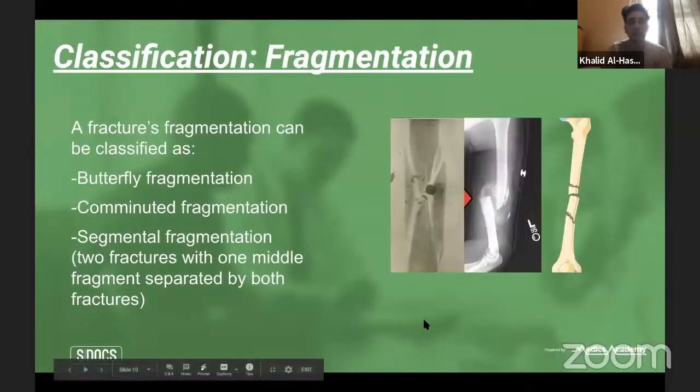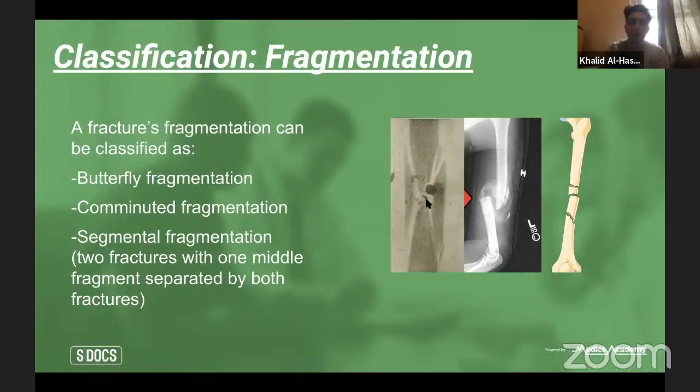And here we have fragmentation. A fracture can also be classified based on fragments. Butterfly fragmentation is shown on the left. The reason why we call it butterfly fragmentation is that we notice that these fragments here, as indicated by my cursor, tend to follow a butterfly wing kind of shape.